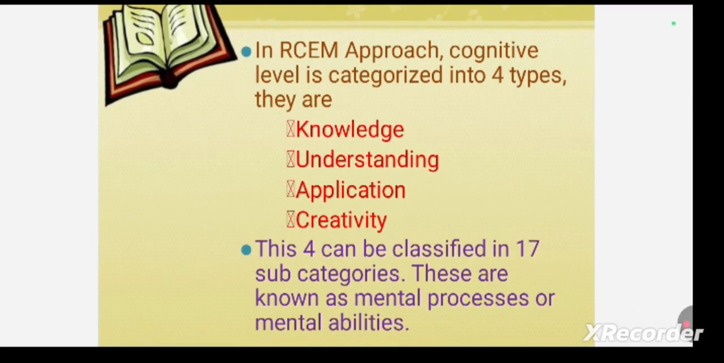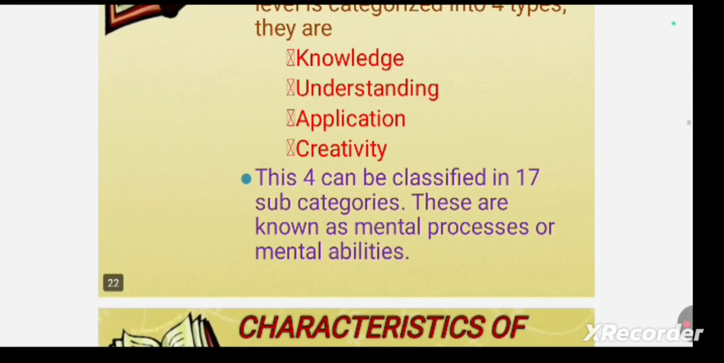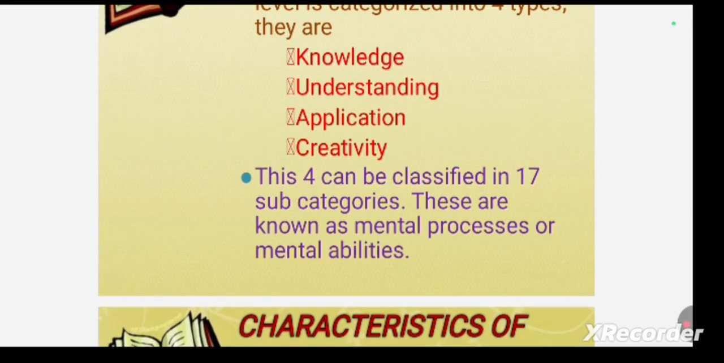Here also we have 4 different steps: knowledge, understanding, application and creativity. Knowledge means the teacher can share their knowledge with the students, and the students can easily understand whatever information has been shared with them. After understanding, they will be capable of applying their knowledge and understanding in their life. And once they are able to apply, they can create so many innovative things. So these are the 4 different steps which should be followed in RCEM. These 4 steps can also be further classified into 17 different aspects.